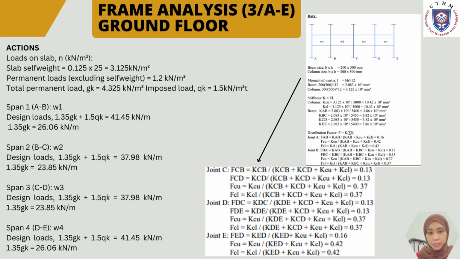So next I will present the frame analysis, and I calculate 3A until E. So for action, total permanent load we get 4.325, and for span 1 is 26.06, span 2 is 23.85, span 3 is 23.85, and span 4 is 26.06. So next we move to the data. You can see in the slide, we just calculate the stiffness, so joint A until joint E.